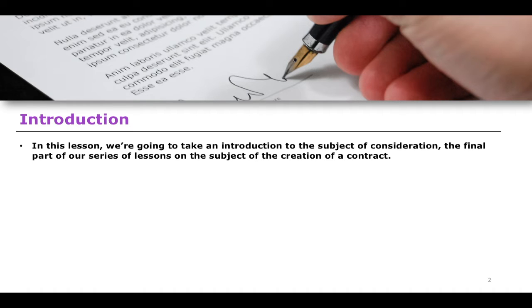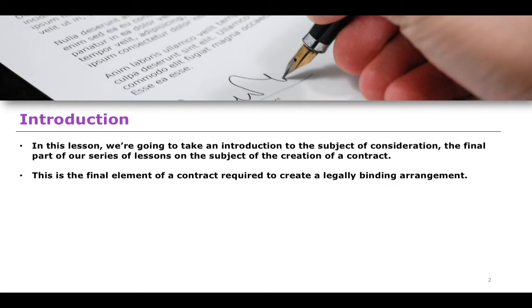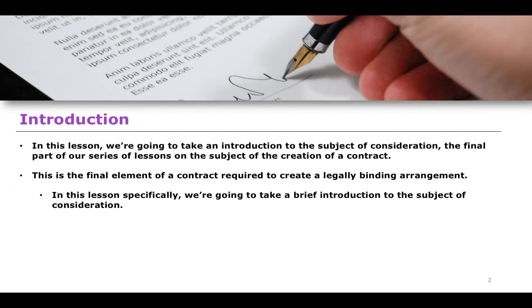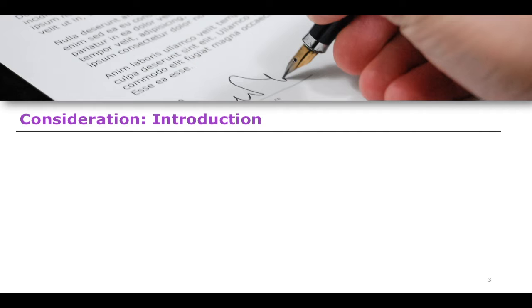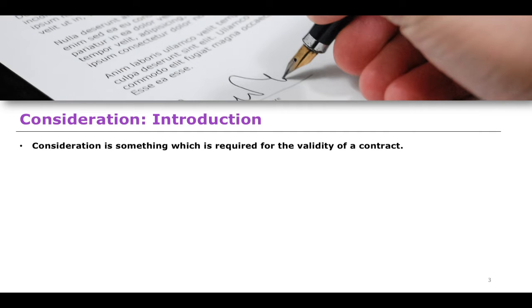So, we've done a number of lessons on the idea of agreement. We've delineated that between the offer and the acceptance. We then spent a couple of lessons looking at arguably one of the least important, or at least the least heavily litigated areas, which is, of course, an intention to create legal relations. And then finally, we're going to spend quite a bit of time talking about consideration. This is the final element of a contract which is required to make it a legally binding agreement. We'll take a brief introduction to the subject in this lesson and then start to dive into all of the very important factors in future lessons.